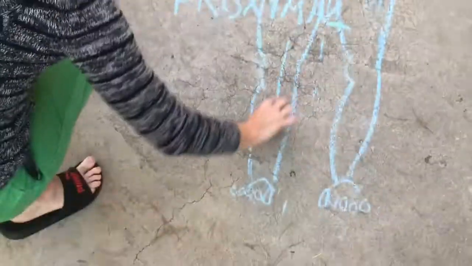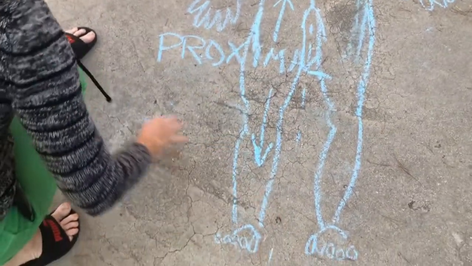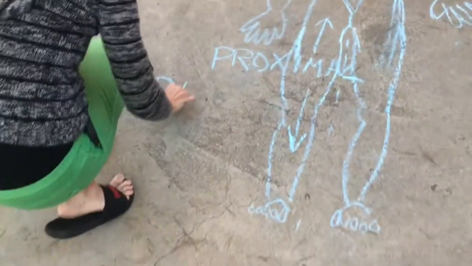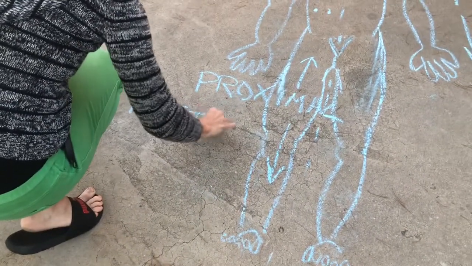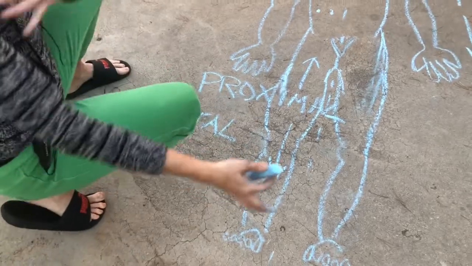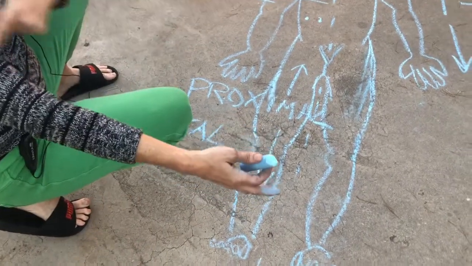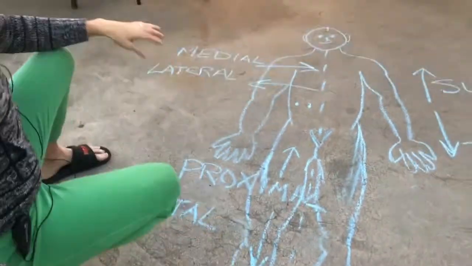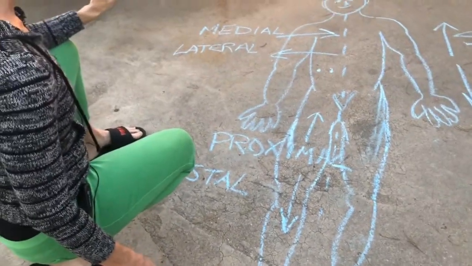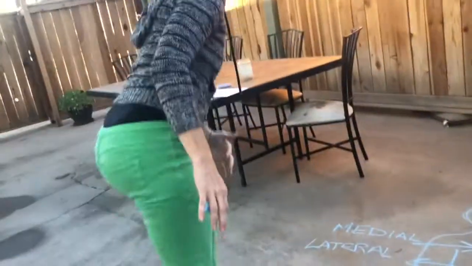And distal is away from the trunk toward the extremities. And we use proximal and distal on the arms and on the legs. So proximal is toward the trunk, distal is toward the extremities. Let's look at another set of terms.